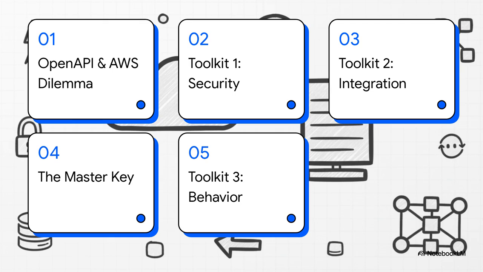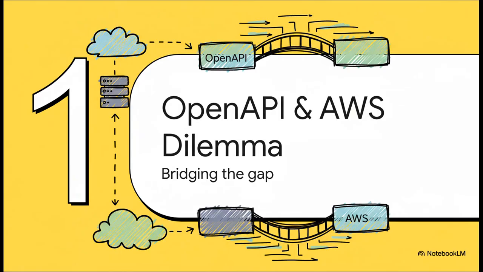Okay, so here's how we're going to break this down. First, we'll touch on the main problem we're solving. Then, we'll jump into three toolkits of these extensions, one for security, one for backend integration, and one for custom behaviors. And we'll spend a little extra time on what I like to call the master key that really unlocks everything.